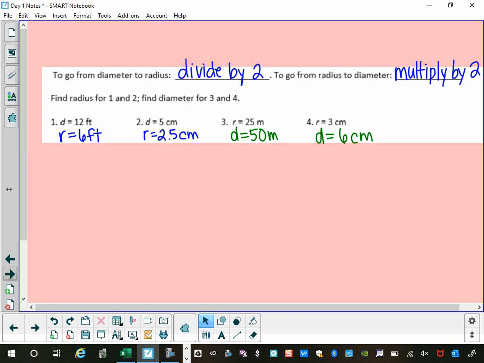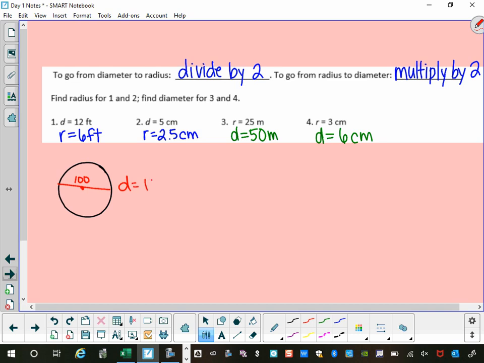Alright, if my diameter was 100 inches, what would my radius be? 50. Okay, so you have to know that if you have a diameter and you want to figure out what the radius is, imagine your circle. This is your diameter, so this is 100. Your diameter is 100. Your radius would be 50. Pretty easy concept. All right, now let's get into our examples.